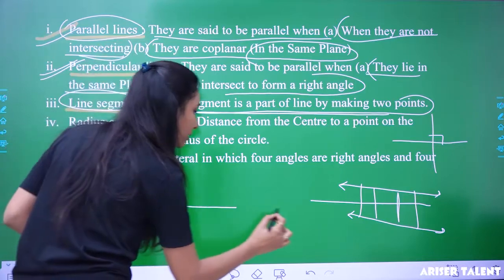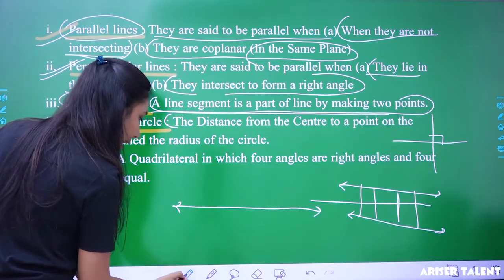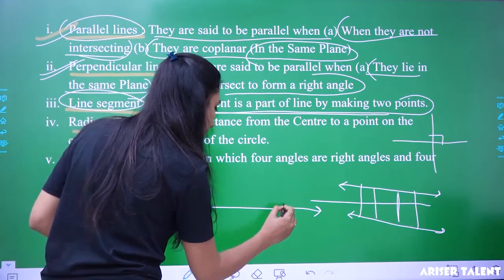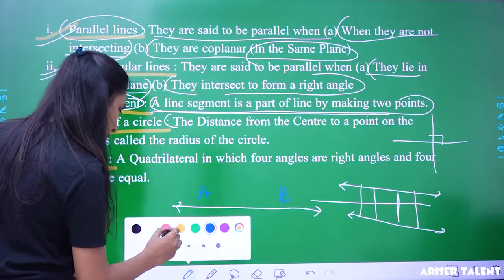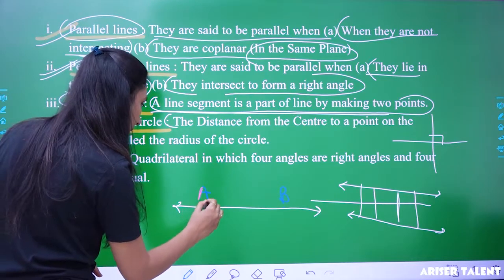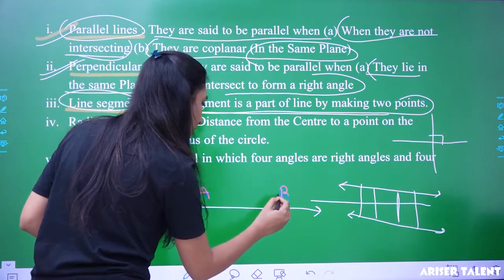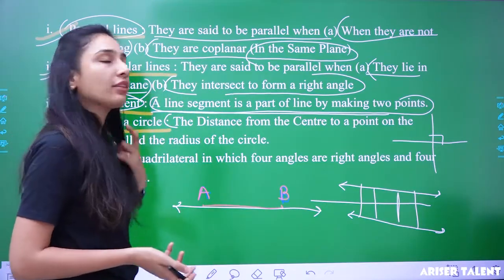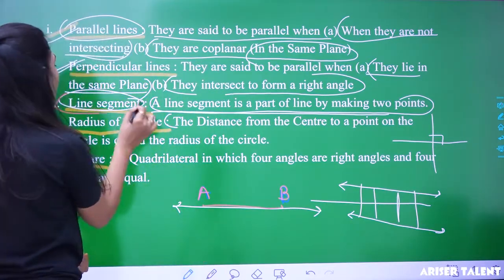If this is a line, I'll be having 2 points here, this point A and this point B. Is it visible to you? Okay, so this is point A and this is point B. So that segment of the line is what? Actually the line segment. So we are done with the line segment too.